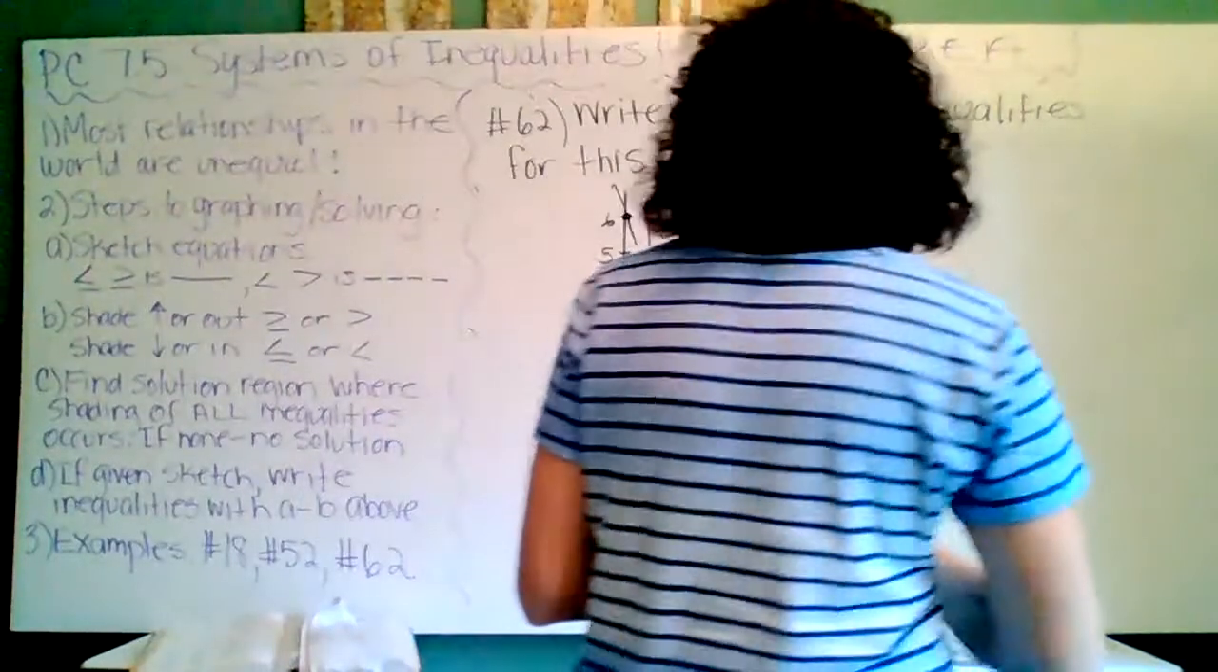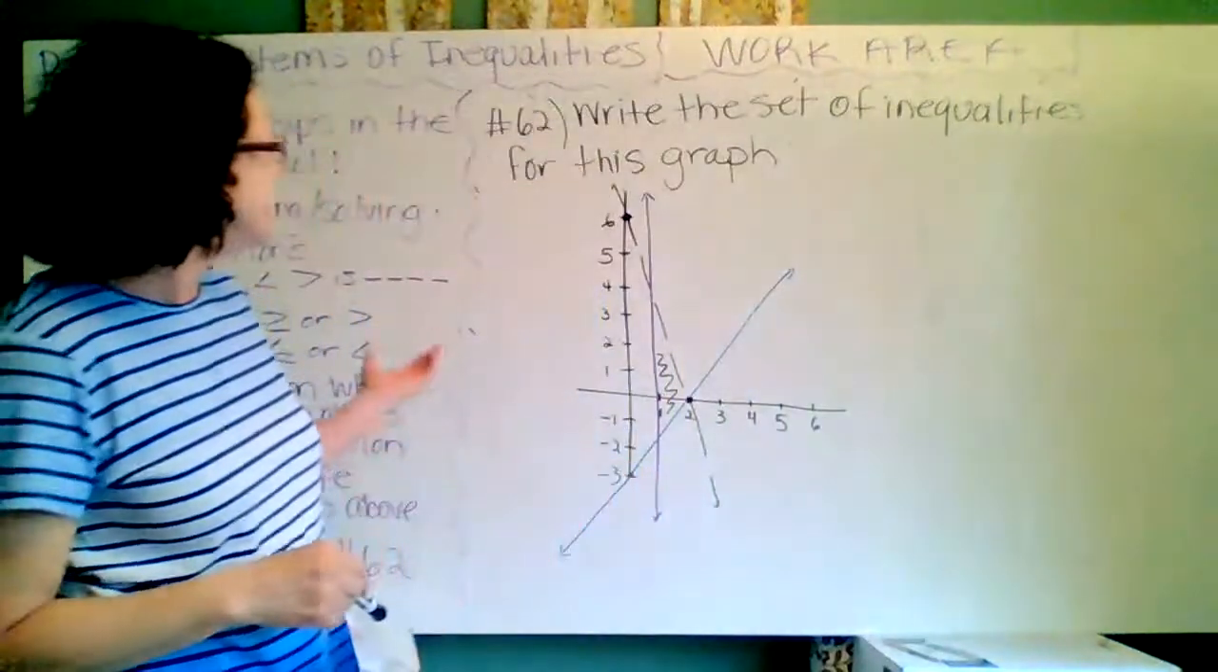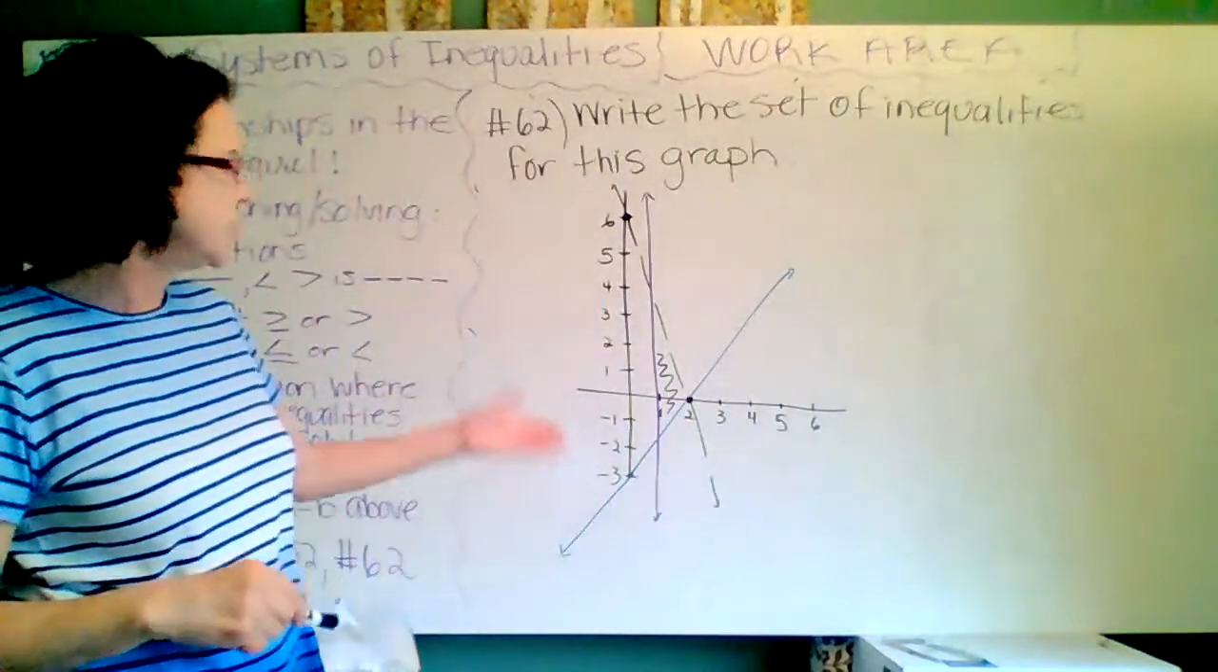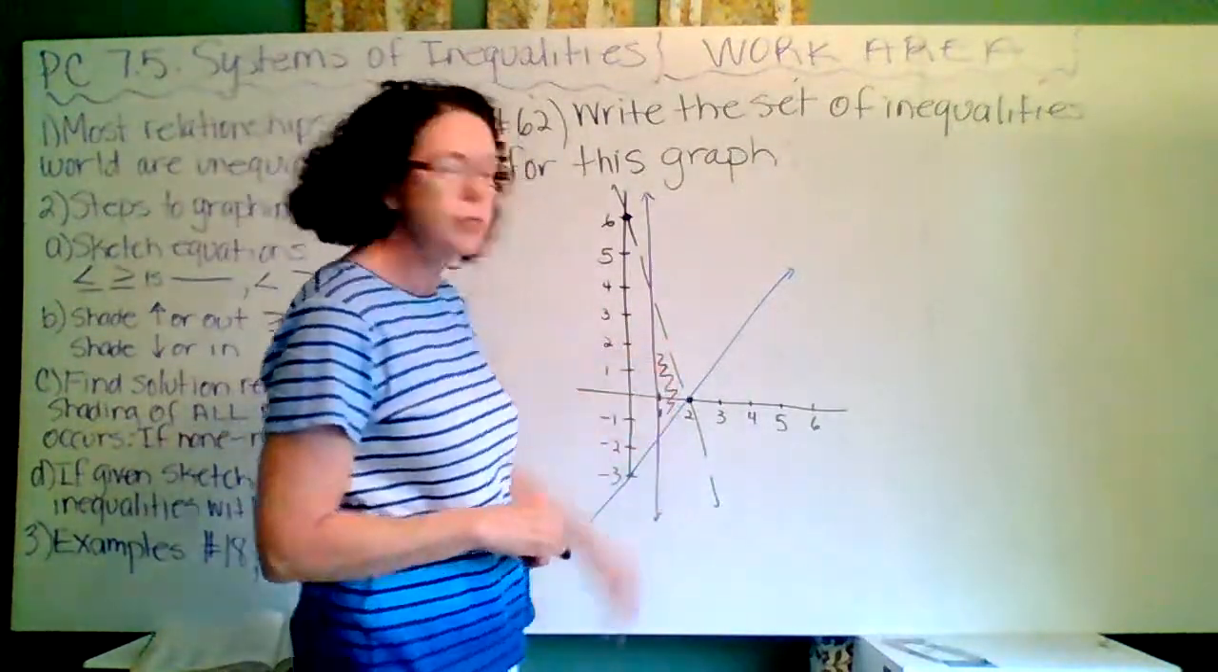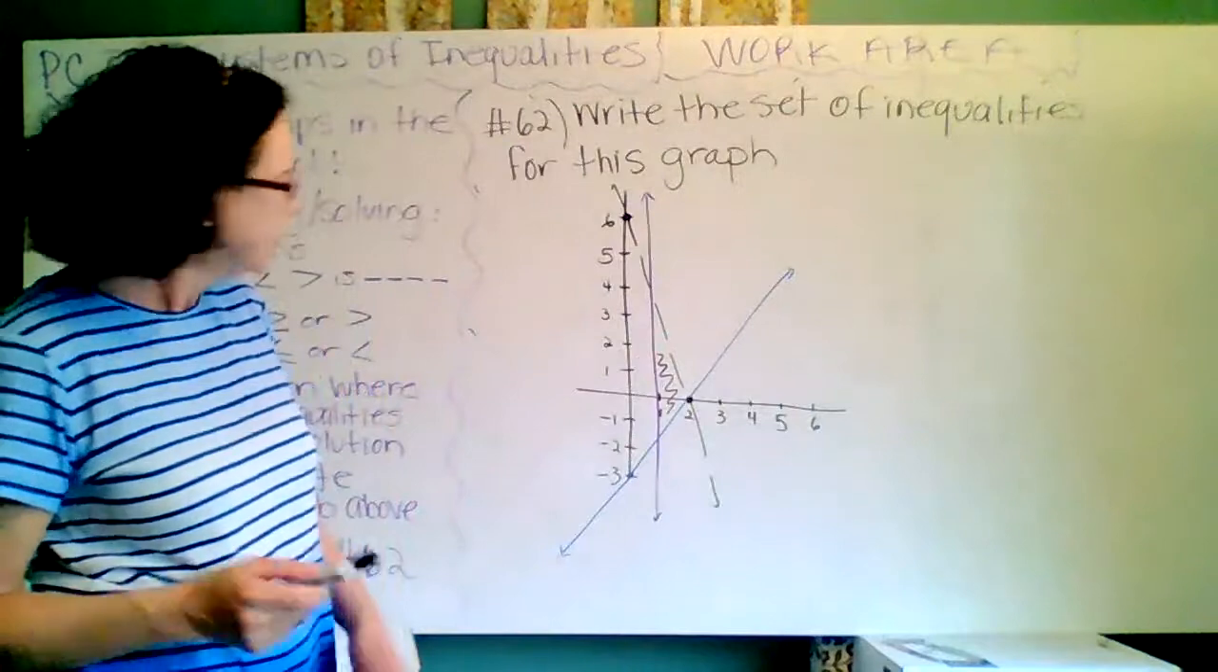Hi students, we're on to number 62. They have asked us to write the set of inequalities for this graph here. Notice what we have is 3 lines and they are enclosing a triangular region between them.